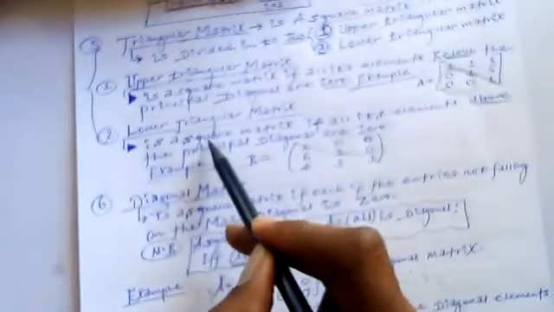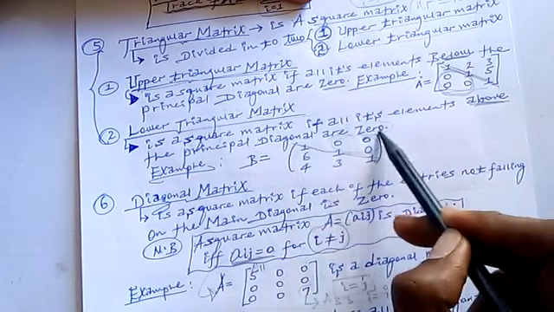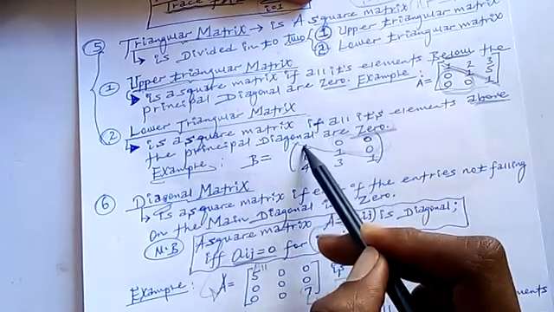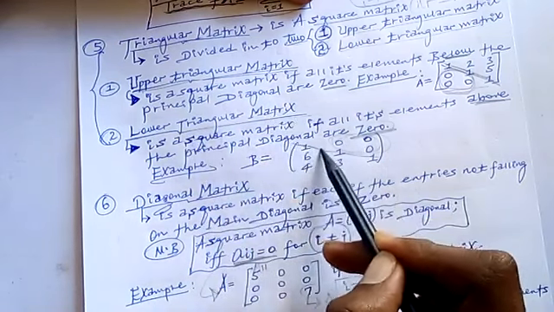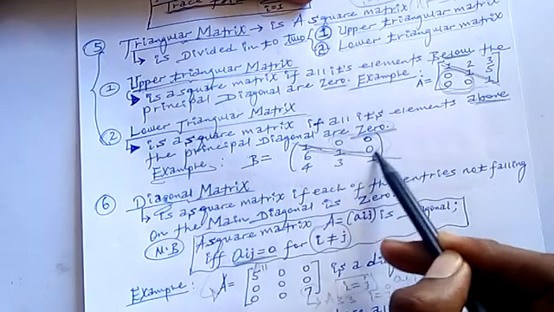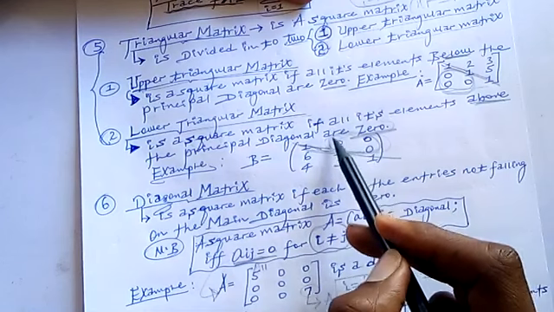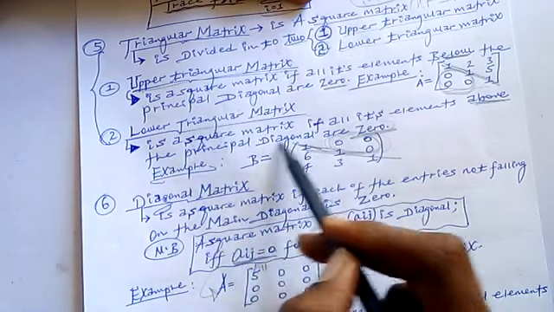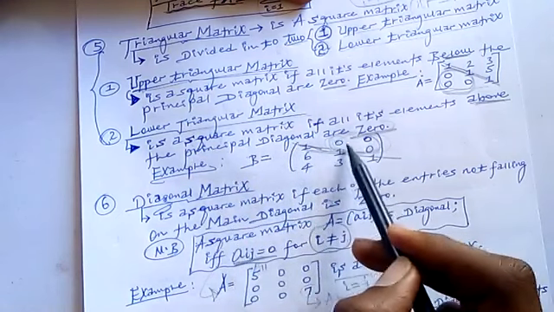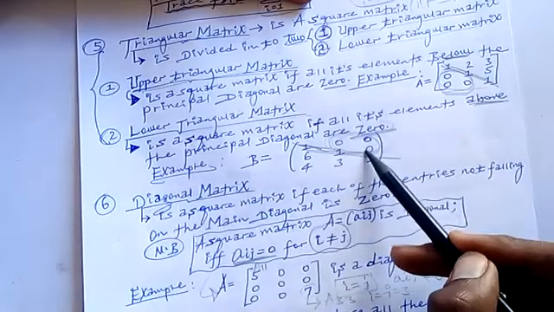And a lower triangular matrix is a square matrix in which all elements above the principal diagonal are 0. This is an example of a lower triangular matrix, because above the main diagonal all entries are 0. Therefore, above the principal diagonal the entries are all 0. This shows the matrix is a lower triangular matrix.